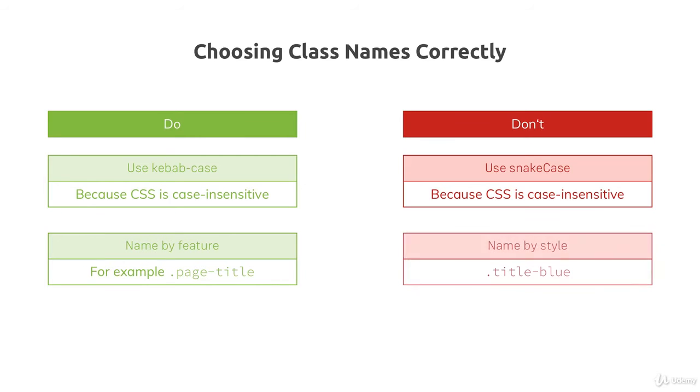Don't name your classes by the style they're going to apply. For example, title blue is a really bad name. Yes, we can guess that this probably will color the title with a blue color, but we can see that by the properties and values you then use in that rule anyways. And if you ever change the color of your text to be red, then you probably have to rename your class. So this is a really bad class name. Name them by feature instead.